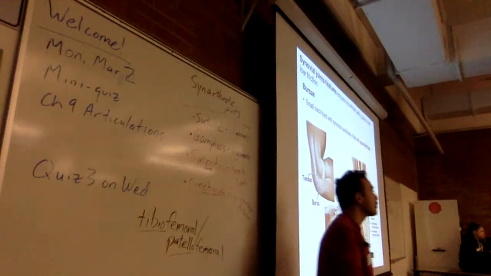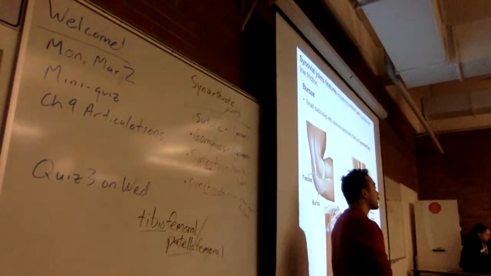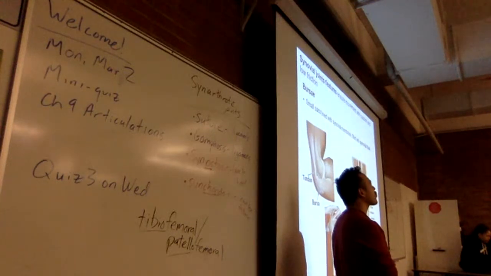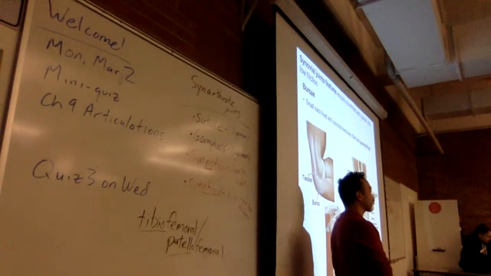Question? The tendon will never go through the bursa. If a tendon is going through a sac of synovial fluid, that's a tendon sheath. It's a tendon sheath.